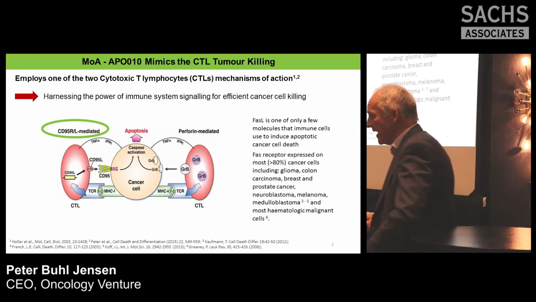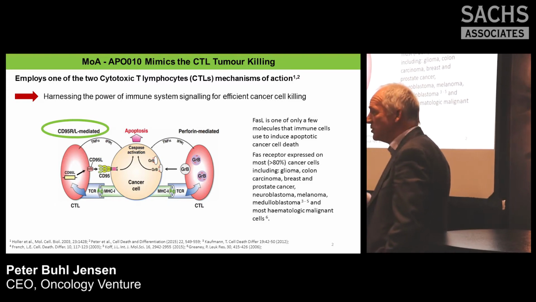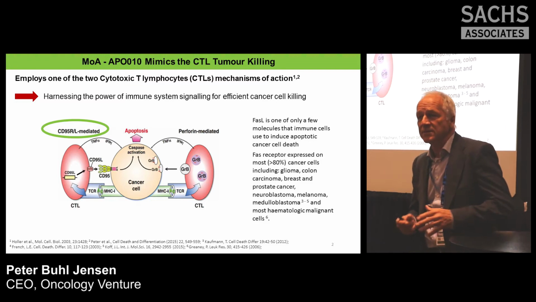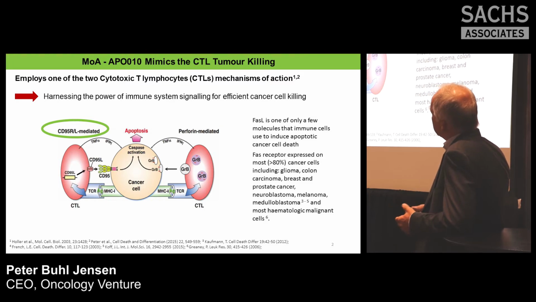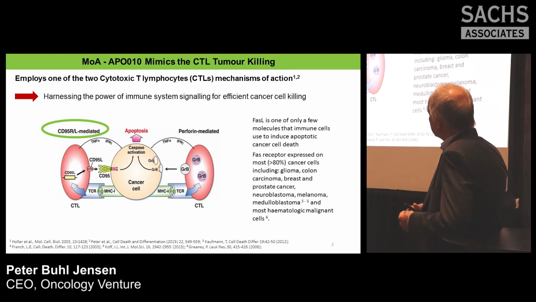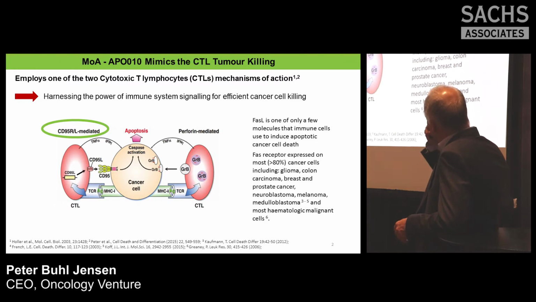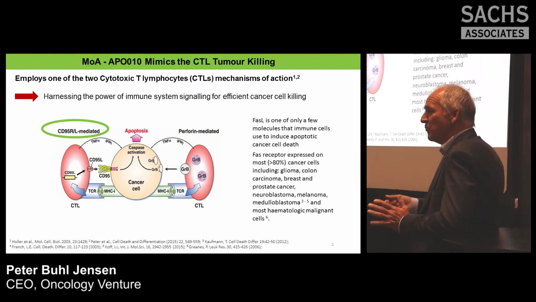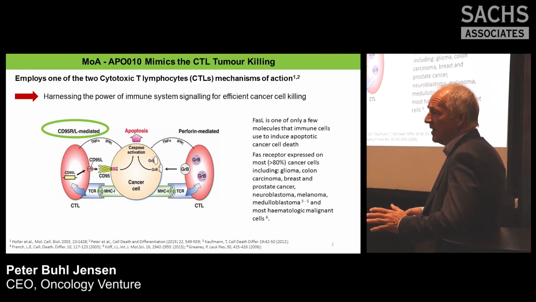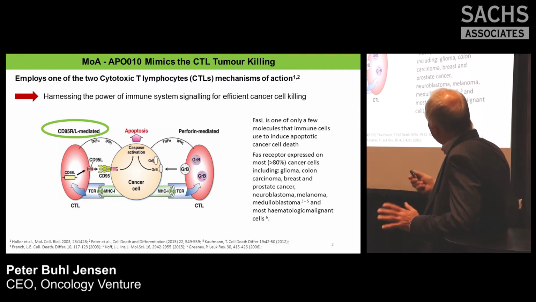The Fas system is one of the 2 important systems by which tumor cells are killed via the T cells. We have the Fas system and we have the perforin or the granulocyte mediated cell kill. And what we've done is basically make a hexameric of the Fas ligand. When you have 6 Fas ligands tied together, the tumor cell sees it as a cell membrane bound Fas, and it's a very strong apoptotic signal.